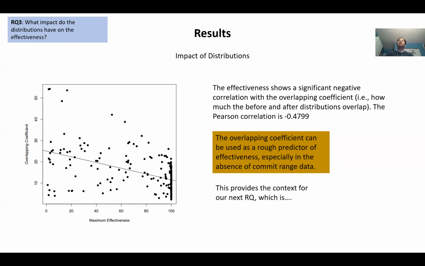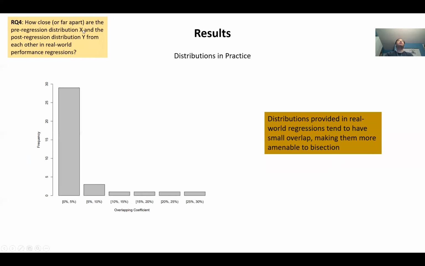So let's say that the distribution is provided to you, but the versions or the hashes, the commit range, are not provided to you. In that case, you can use the overlapping coefficient as an estimator. Okay. And this also provides the context for the next research question, which is as follows. How close or far apart are the pre-regression distribution X and the post-regression distribution Y? So the good distribution X and the bad distribution Y. How far apart or close are they from each other in real-world performance regressions?